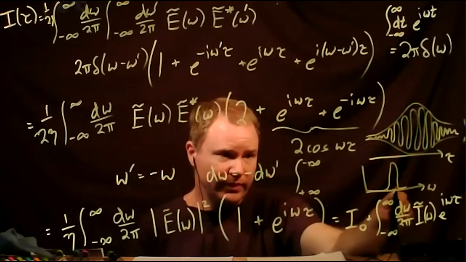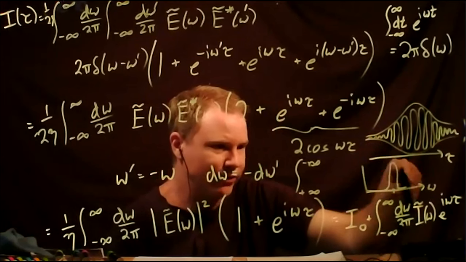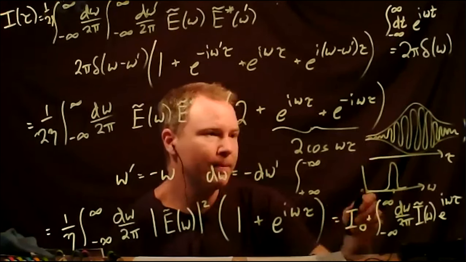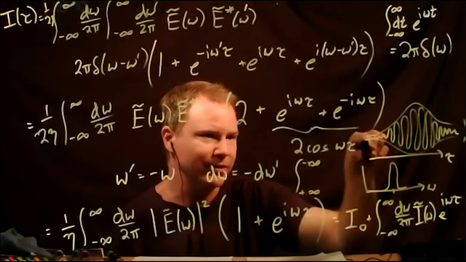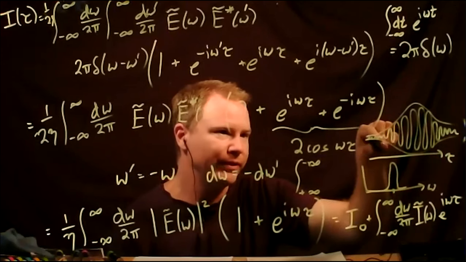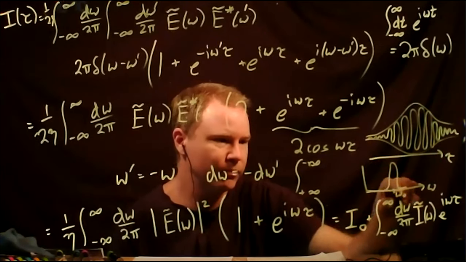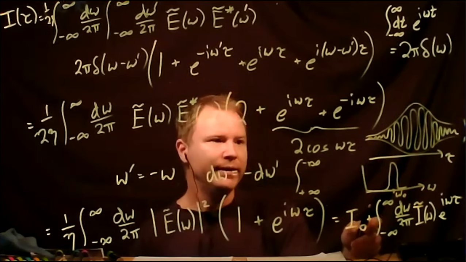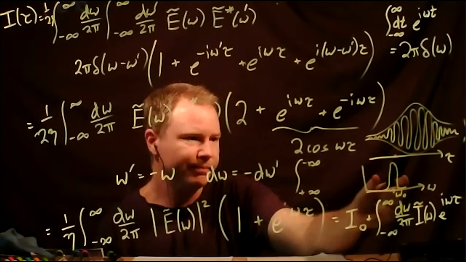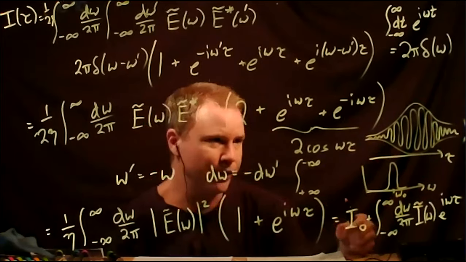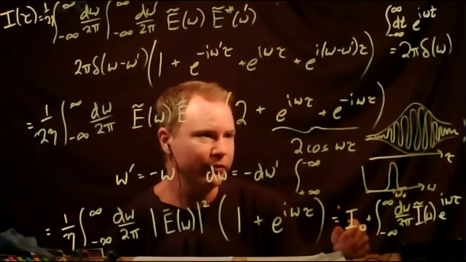So if my source had a nice Gaussian spectral profile, what I would get out of my interferometer would be a pattern that looked like this. It would be some offset times this Gaussian times the cosine, where the frequency of the cosine is omega naught. And remember, the narrower the Gaussian is on one side of the Fourier transform, the wider the Gaussian is on the other side of the Fourier transform.